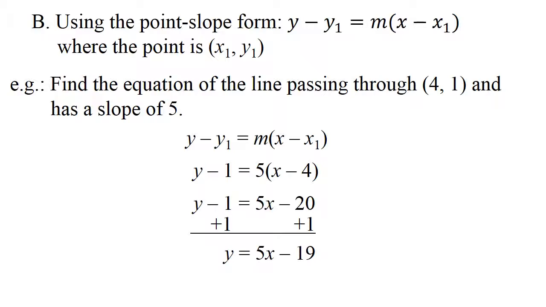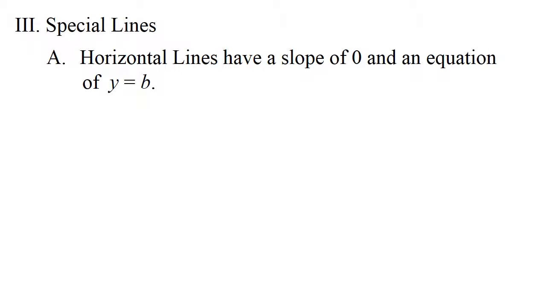The one you can get right the most often is the better one. Alright, so let's look at some special lines. So horizontal lines always have a slope of 0. And the equation of a horizontal line is always y equals a number.